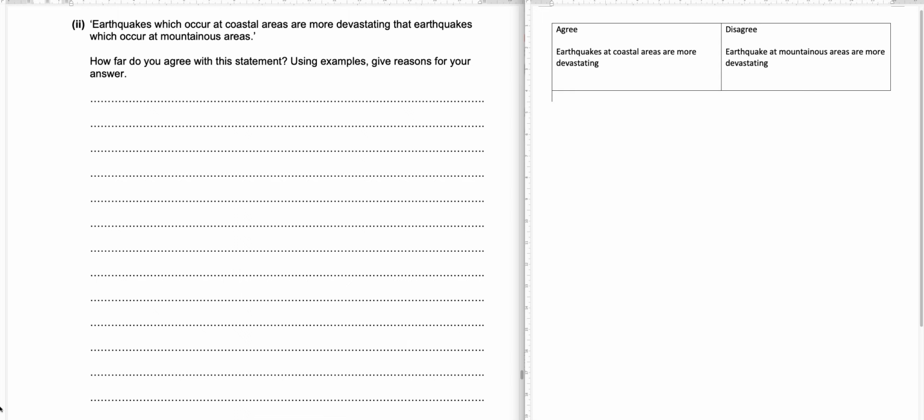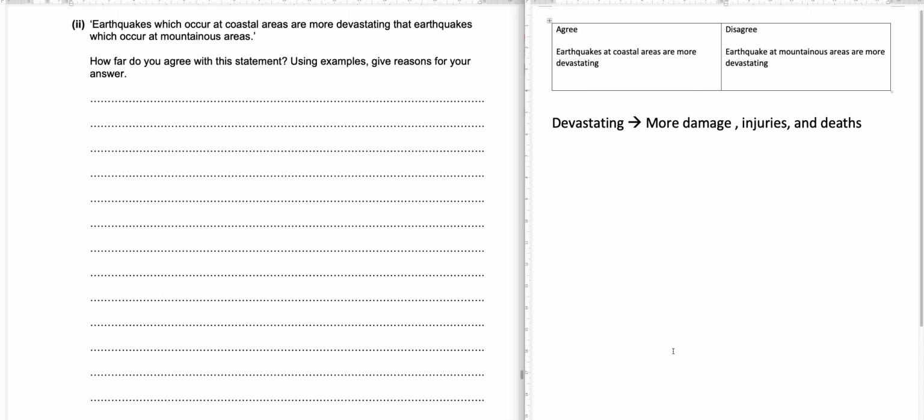Now you need to break down the word. The question asks you which is more devastating. Devastating means what? More damage. I need to see ideas of damage, injuries, and deaths. This is why many of you don't get higher level answers, because you did not go on to explain how it leads to damage, injuries, or deaths for either side.